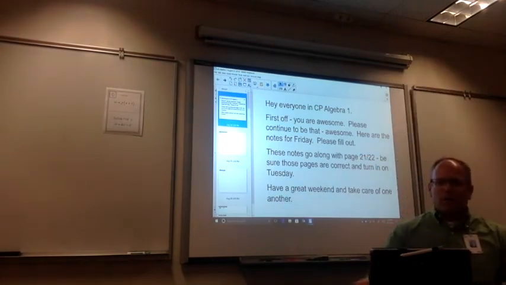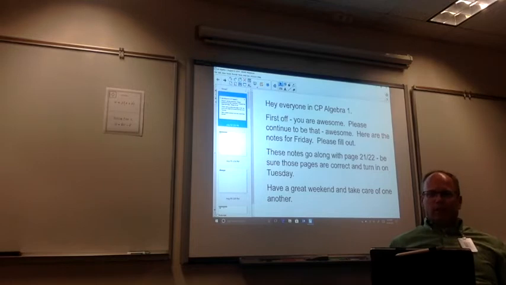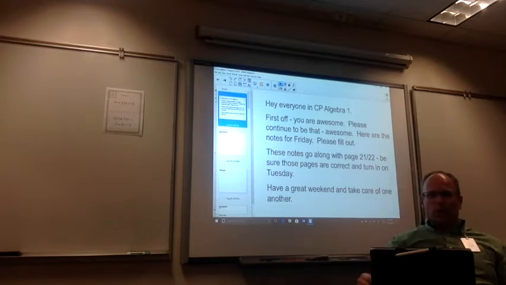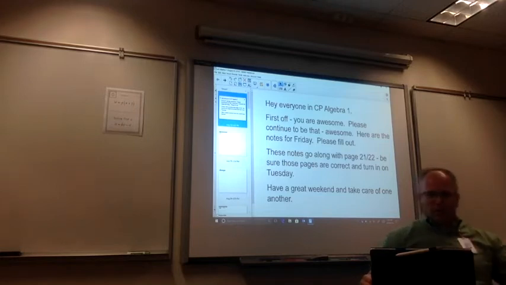So I wanted to go through the stuff for today. First off, you guys are awesome. You guys know that. But I was going to go through these notes. The substitute will hand you out, similar to what I handed you today, a packet of notes that should be in front of you. It should be a front, back. And these will go along with everything that we've been working with. And so I hope you guys have a fantastic weekend and take care of one another.